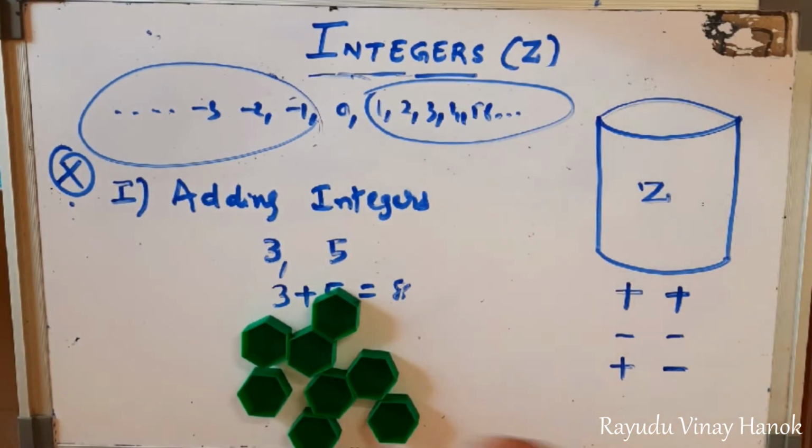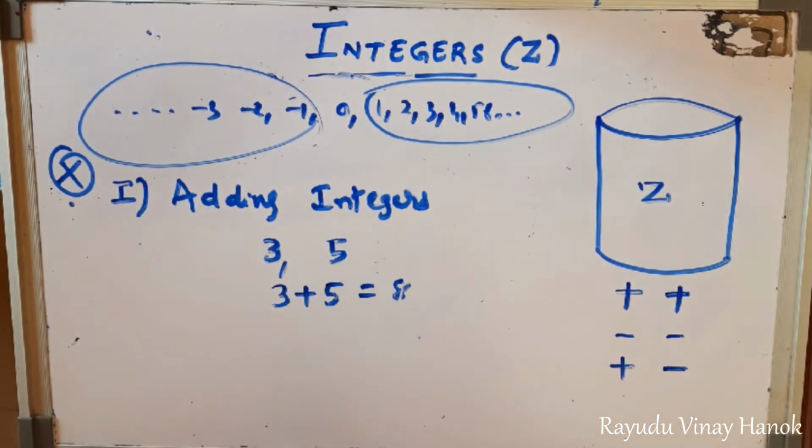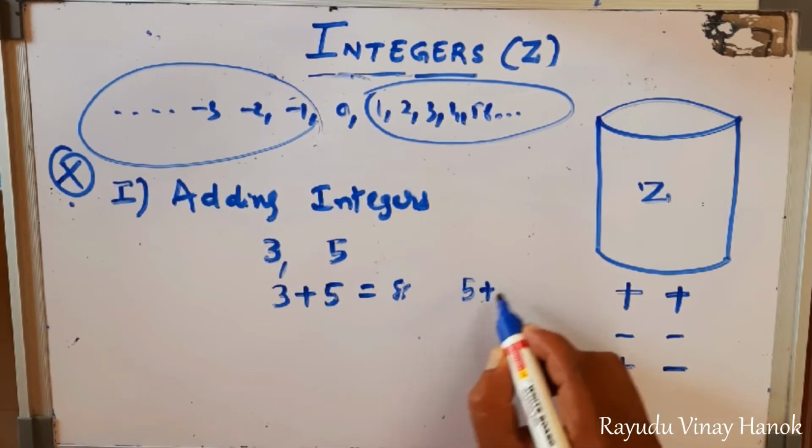As simple as that. There are no worries, no issues at all. So 3 plus 5 is equal to 8. And you can change the order also. 5 plus 3 is equal to 8.